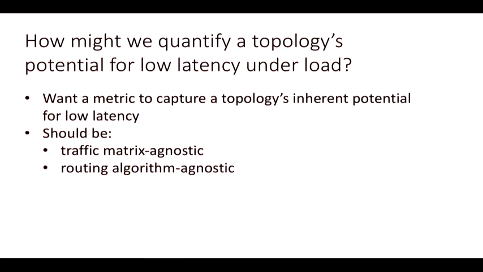So what about other topologies? We need to come up with a way that does not require a traffic matrix that will let us see if a topology is amenable to low latency. So it looks like what we need is a metric. And we need a metric that should be traffic matrix agnostic and should be routing algorithm agnostic.